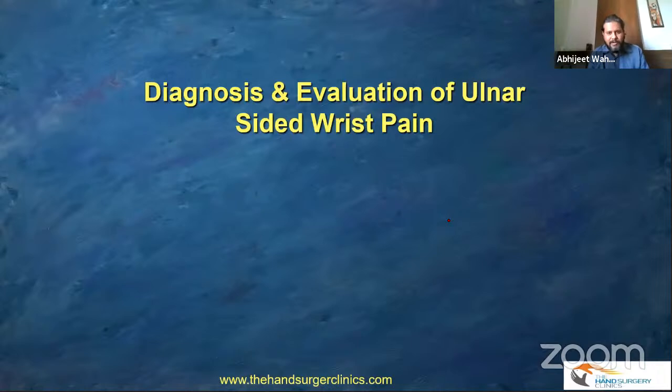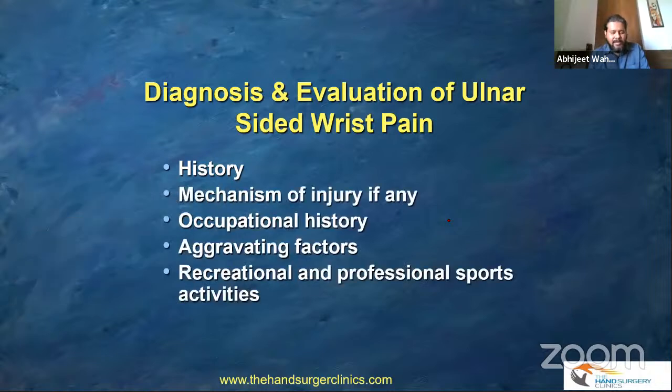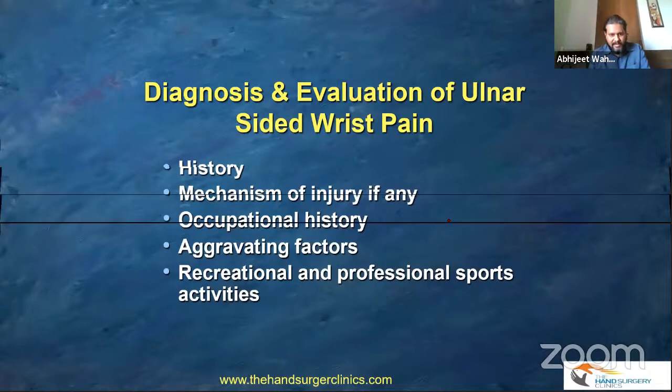So with that background of different etiology, how do we diagnose and evaluate ulnar-sided wrist pain? Obviously, a thorough history is of paramount importance. I need not belabor too much on that. Mechanism of injury, if any, you need to take into account the hand dominance and the occupational history. We need to take into account any aggravating factors that increase the pain or relieve the pain. You also need to understand the patient's recreational and professional sports activities.